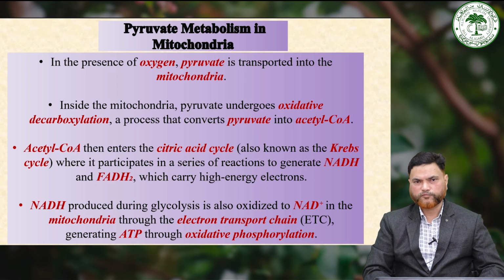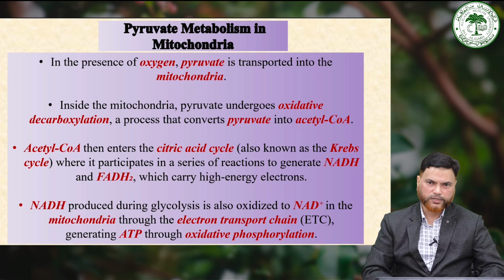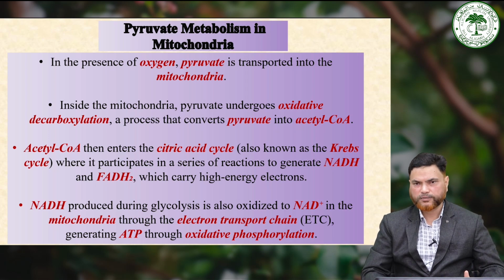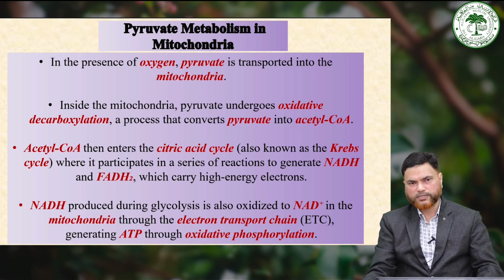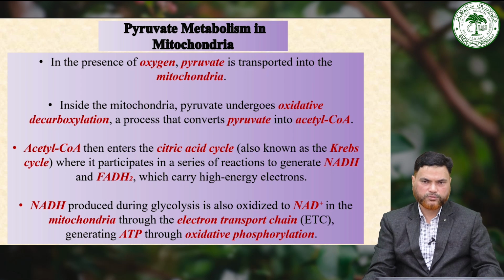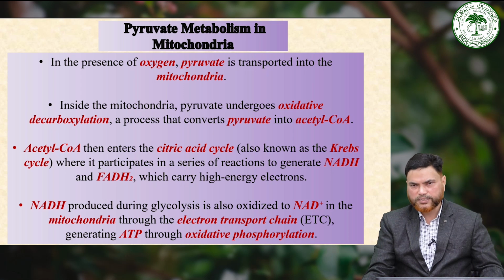Now, what is the fate of pyruvate once it reaches the mitochondria? When oxygen is present, or under aerobic conditions, pyruvate is carried into the mitochondria. Inside the mitochondria, pyruvate undergoes oxidative decarboxylation, which converts it into acetyl coenzyme A. Acetyl coenzyme A then enters the citric acid cycle, also known as the Krebs cycle, where it participates in a series of reactions that produce NADH and FADH2, which carry high energy electrons.